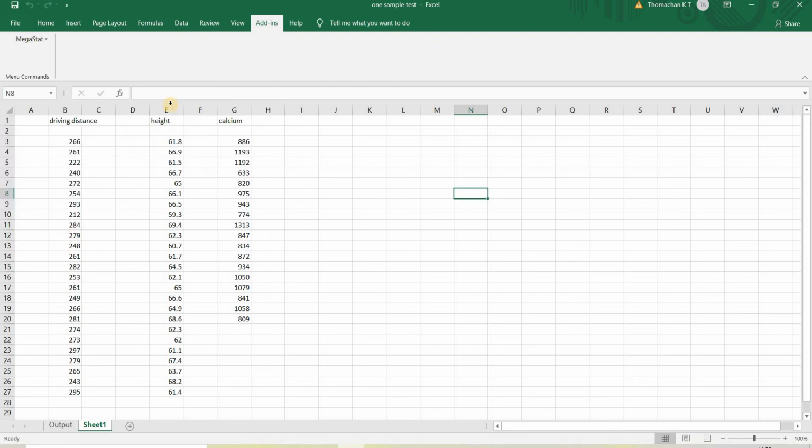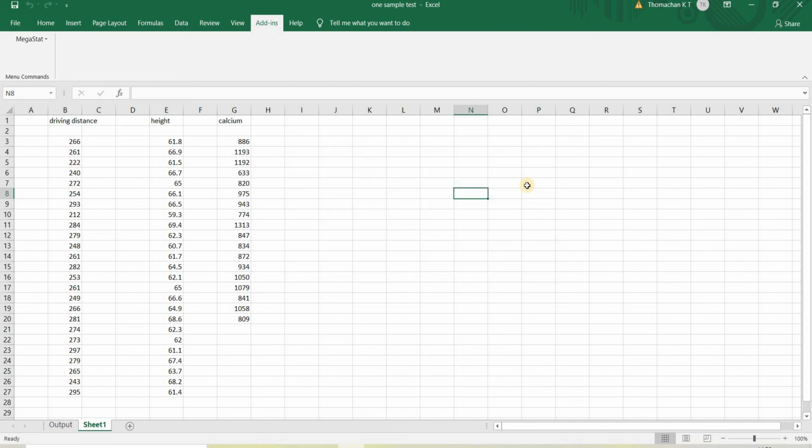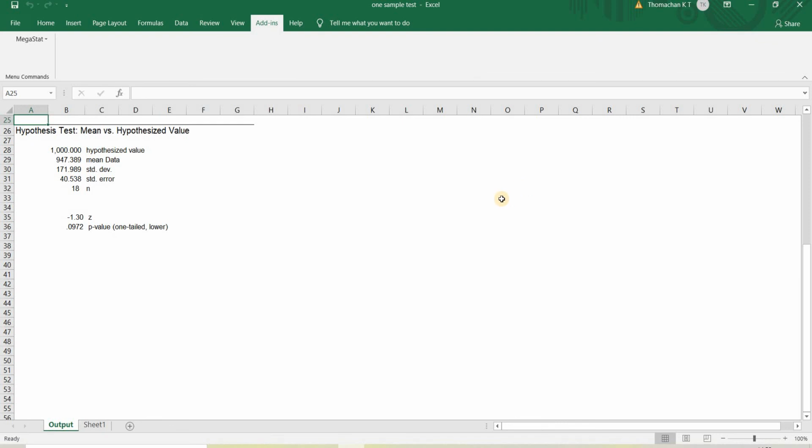So, hypothesis test, mean versus hypothesized value, and hypothesized value is now 1000. Alternative is less than 1000. Again, the Z test is used. I give OK. As you can see, the Z value is minus 1.30. 0.07 is the p-value. So the null hypothesis is accepted. That means the calcium intake is equal to 1000. They are getting sufficient calcium.